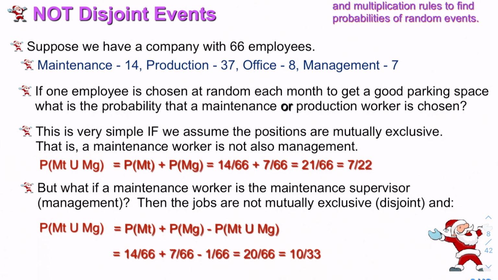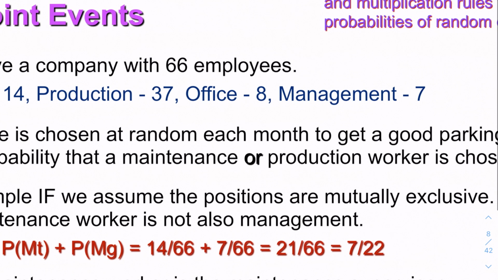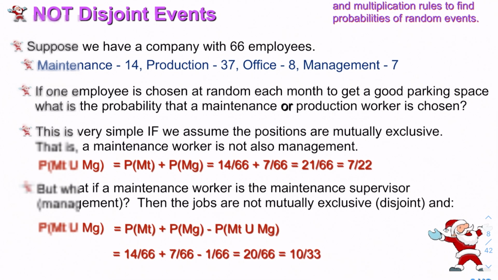Okay. Still focusing on the not disjoint events, or overlapped events. Suppose we have a company with 66 employees. We have 14 in maintenance, 37 in production, 8 work in the office, and 7 work in management. If one employee is chosen at random each month to get a good parking space, what's the probability that a maintenance or production worker is chosen?